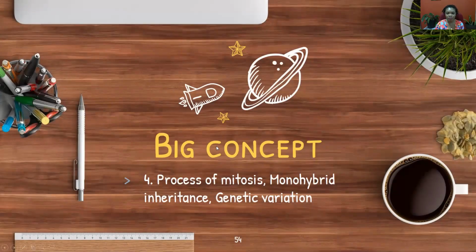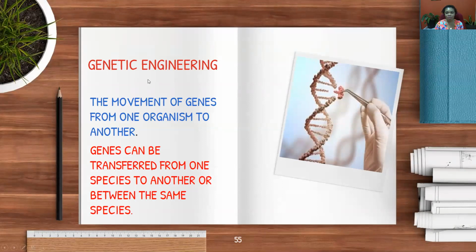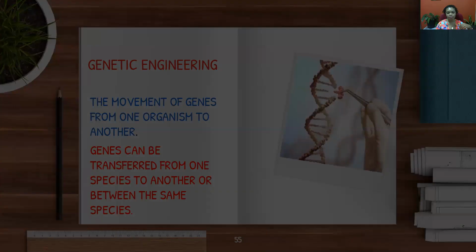Big concept number 4: process of mitosis, monohybrid inheritance, genetic variation. Genetic engineering is the movement of genes from one organism to another. So it's a transfer of genes from one organism to another, and genes can be transferred from one species to another or between the same species.